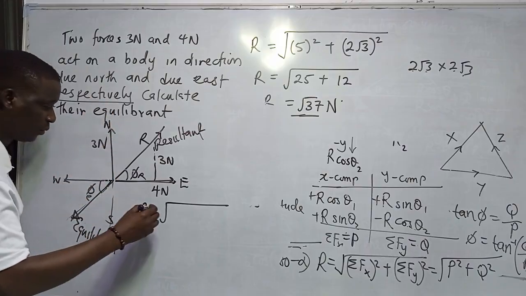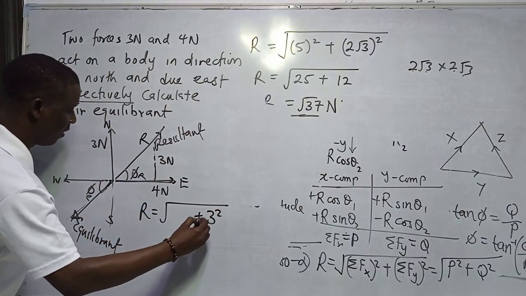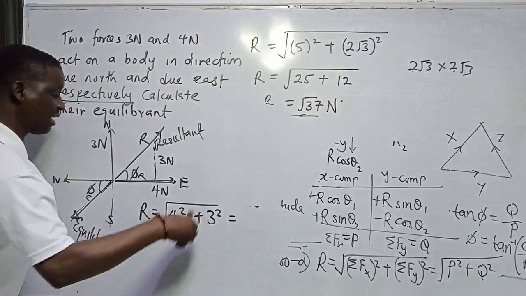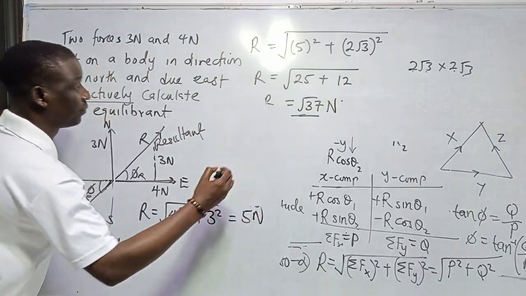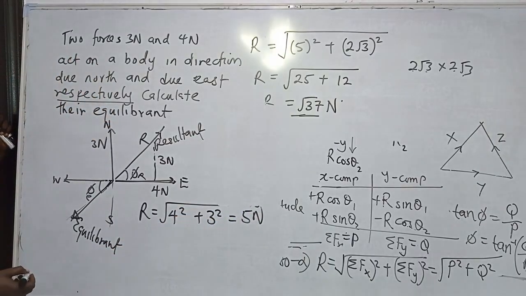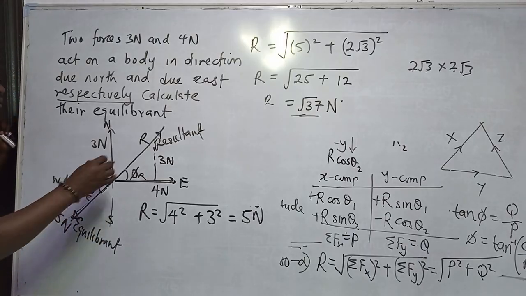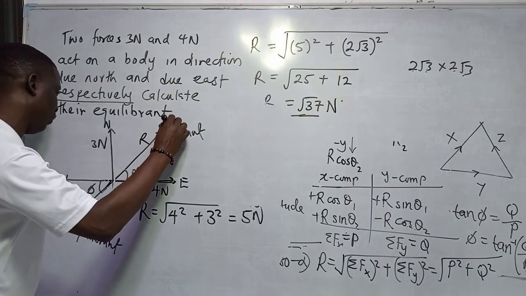The only force we have on the Y component is what? 3 squared. What about X? 4 squared. So if you find this one now, take your square root, you are going to have 5 Newton. Now we have gotten your resultant. So the equilibrant is also 5 Newton. The resultant is also 5 Newton.